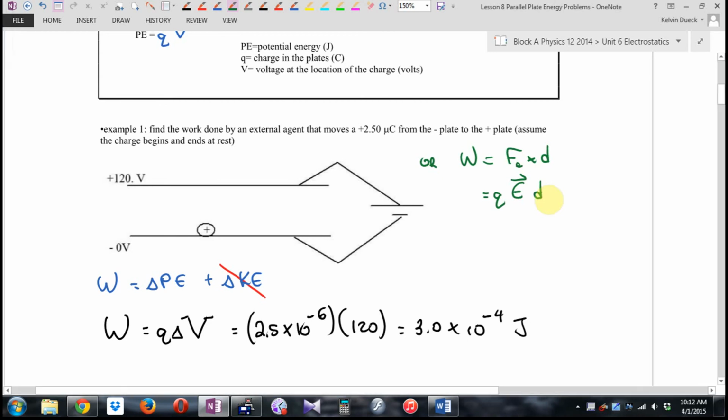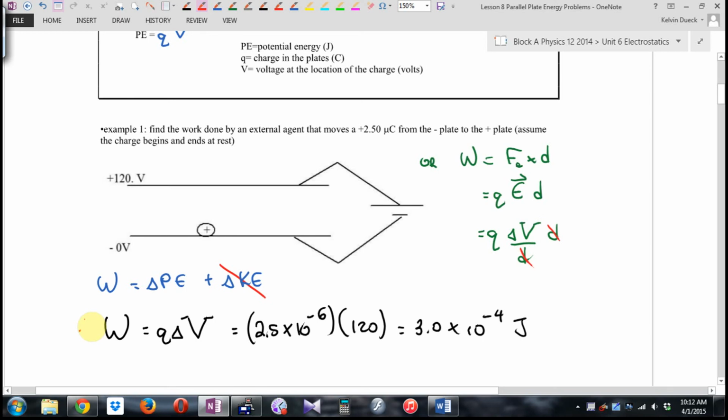What's E? Electric field. Hey, what was the electric field between plates? How did we calculate that? That was the other way to calculate electric field. It was change in voltage over distance. Which one's faster? That one, the bottom one.